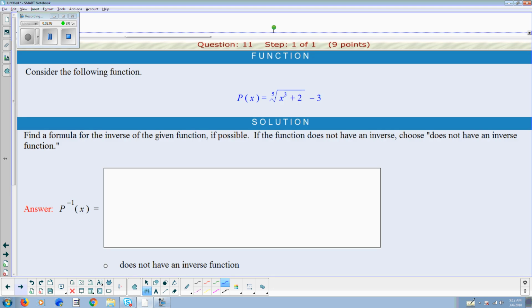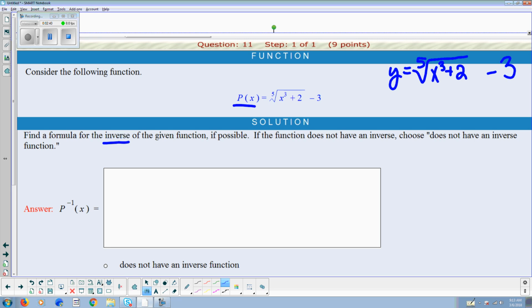Question 11. Find a formula for the inverse of the given function if possible. To find the inverse of a function, first of all, we are going to replace p of x with y. Replace the function notation with y. So we write this as y equals the fifth root of x cubed plus 2 minus 3.